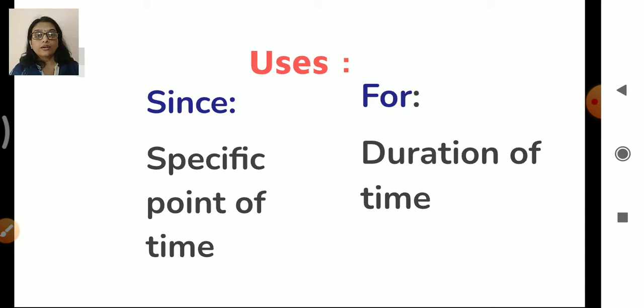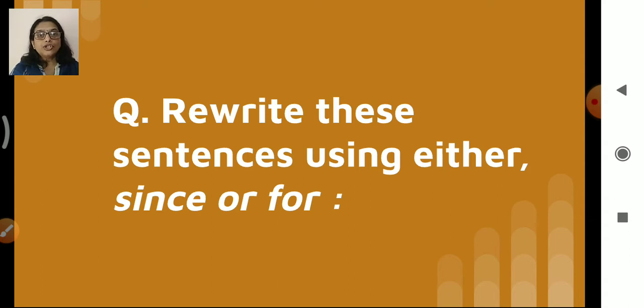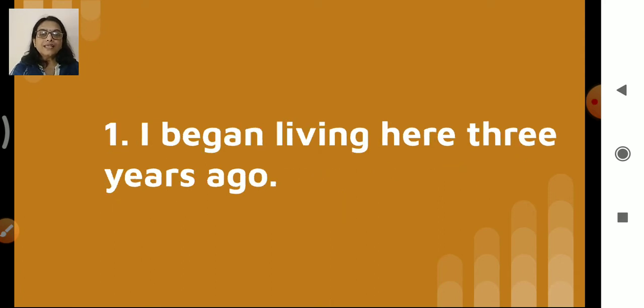And for is used in a sentence to tell the duration, the period of something, for how long. That is what we are going to do today. Let's see how we are going to use them in our exercise. In your book, the question goes: rewrite these sentences using either since or for. We are going to use either of these two depending on the sentence. Now here are the sentences.